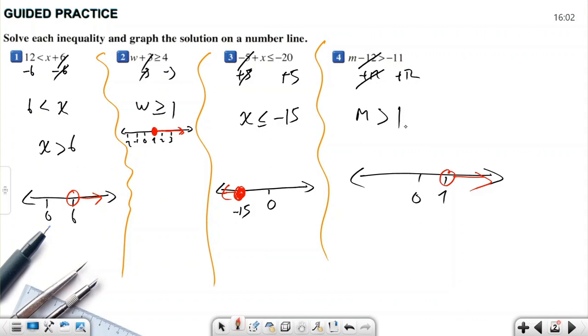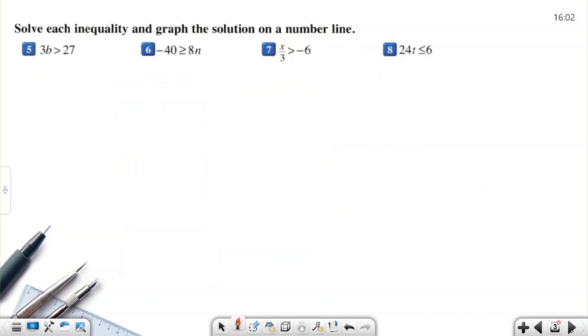Why? m is greater than 1: 2, 3, 4, 5, 6, 7. They are all greater than 1, so all these numbers are included in the solution. And even decimals and fractions are all included in our solution. Okay, let's solve this one.